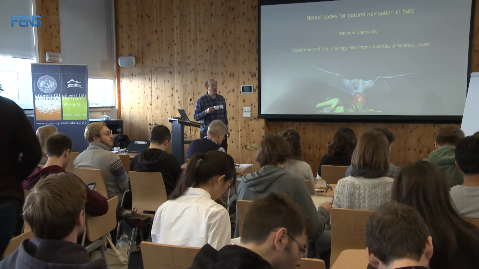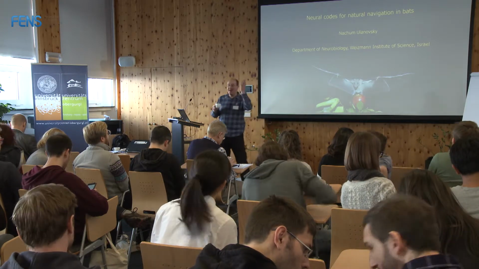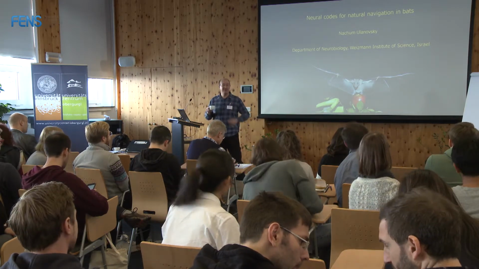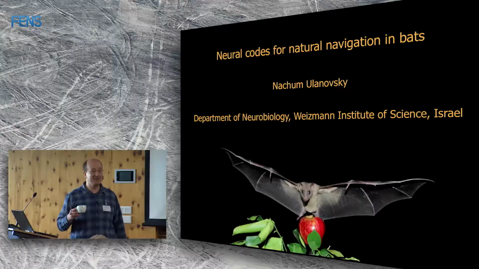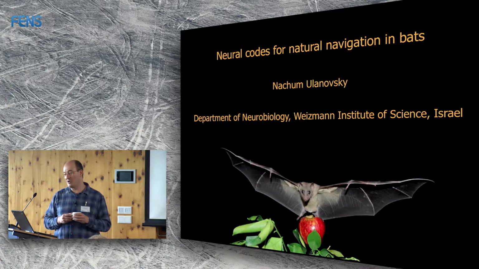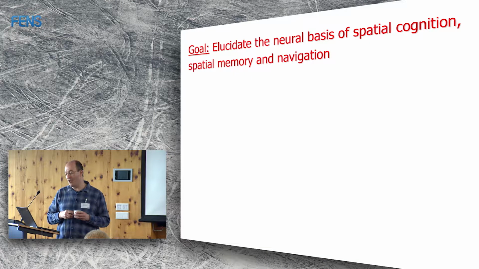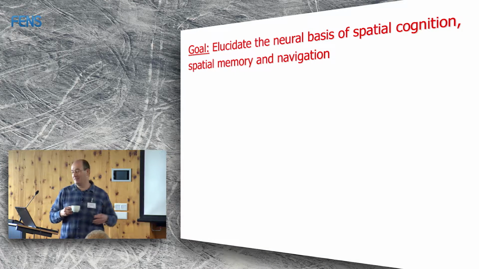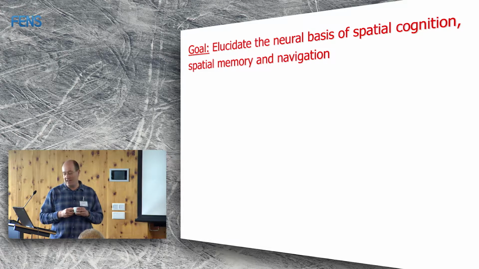Let's continue. So now I have my other hat, not an overviewer of spatial cell types in general. Now I'm in the hat of what we do in our lab. So I'll tell you about neural codes for natural navigation in bats. What I would like to understand is the neural basis of spatial cognition, spatial memory, and navigation.